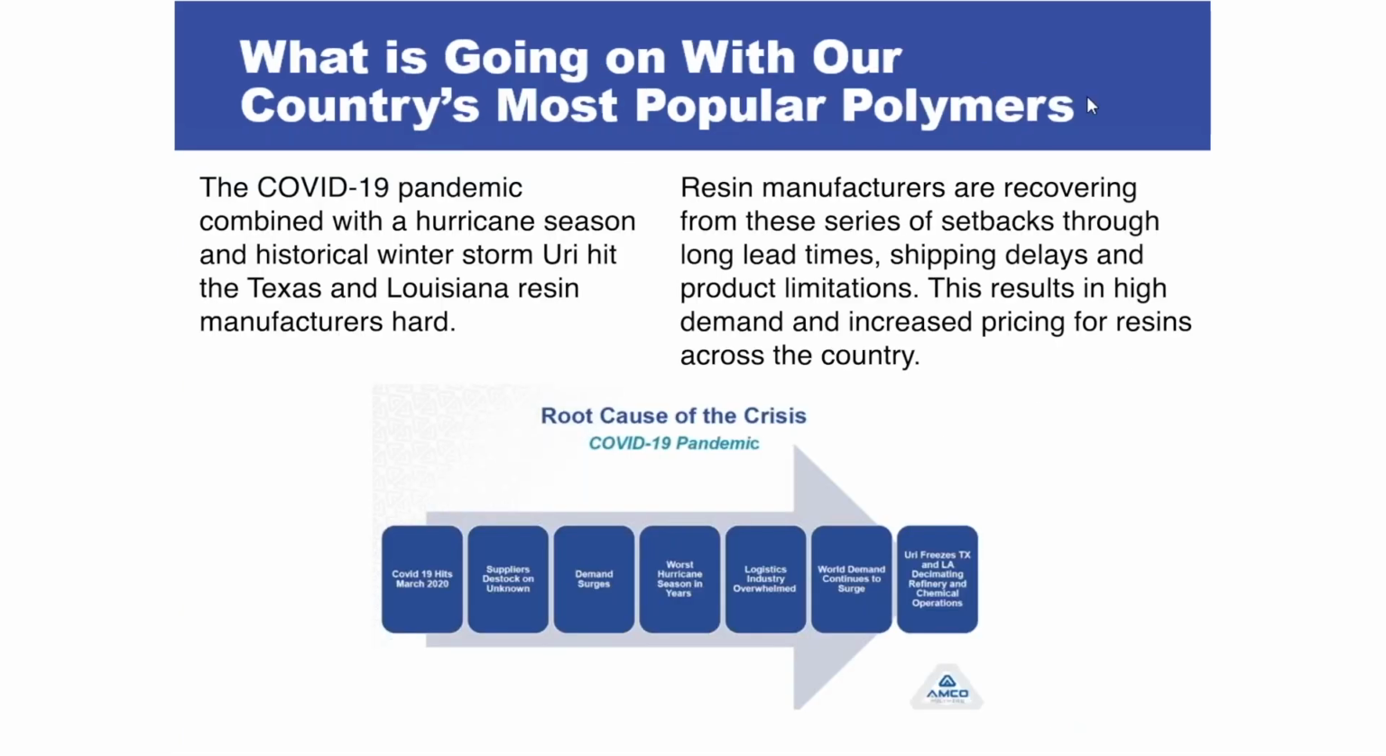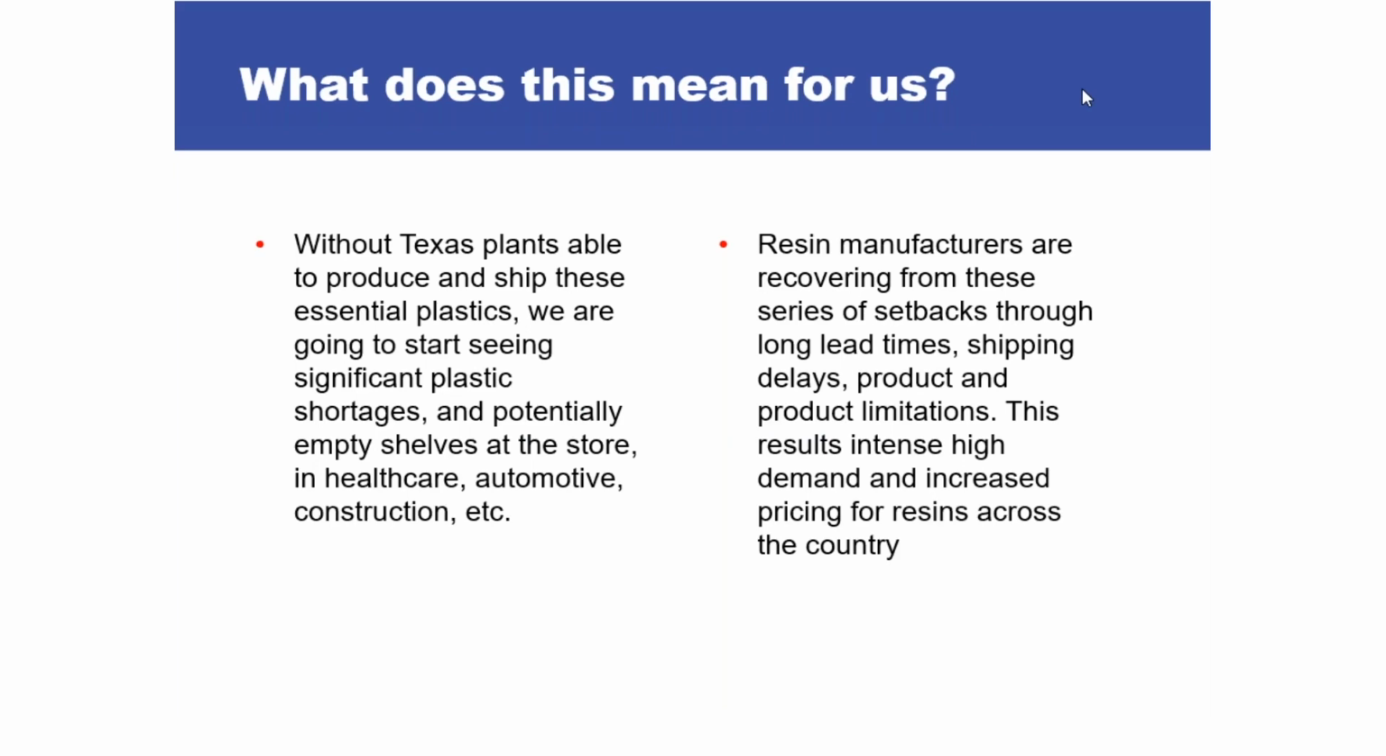The COVID-19 pandemic, combined with hurricane season and historic winter storm Uri, has created a national resin shortage that our country is actively seeing the effects from as we continue to battle with limited resin supply. Through this shortage, plants have been unable to produce and ship essential plastics, causing long lead times, shipping delays, and product limitations as the resin market works to manage the increasingly high demands.